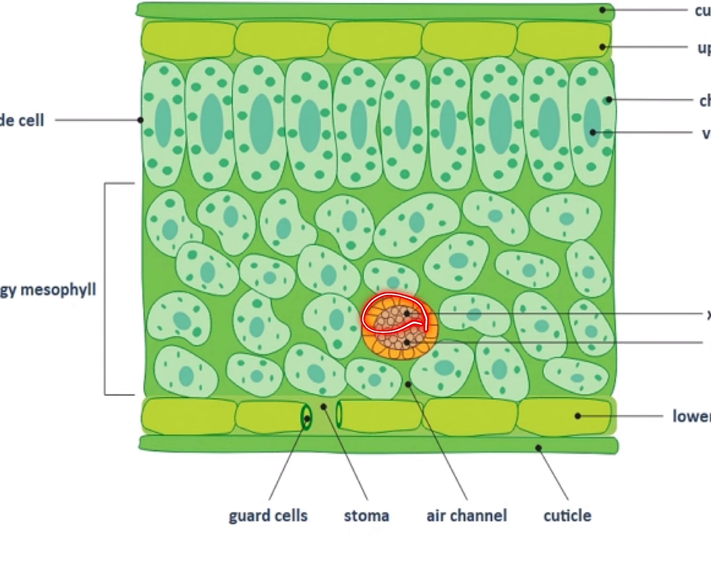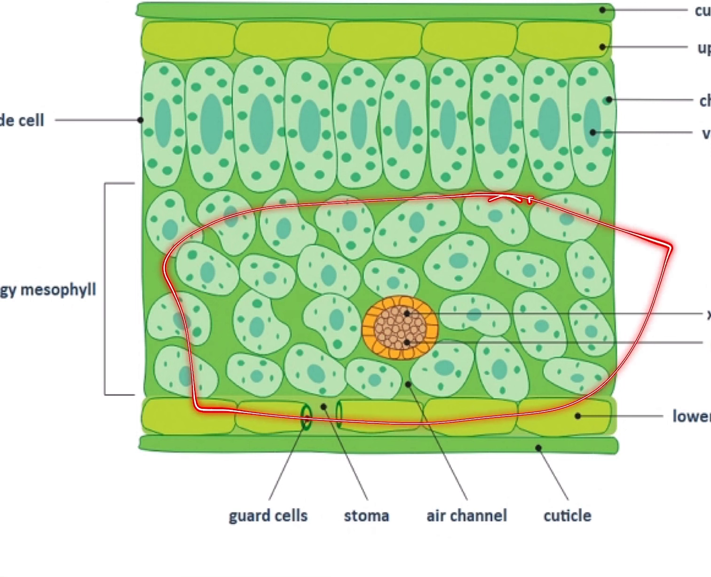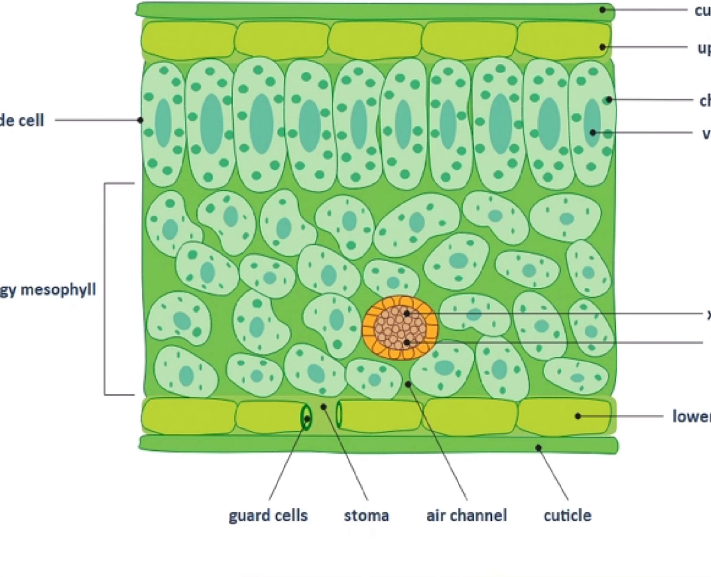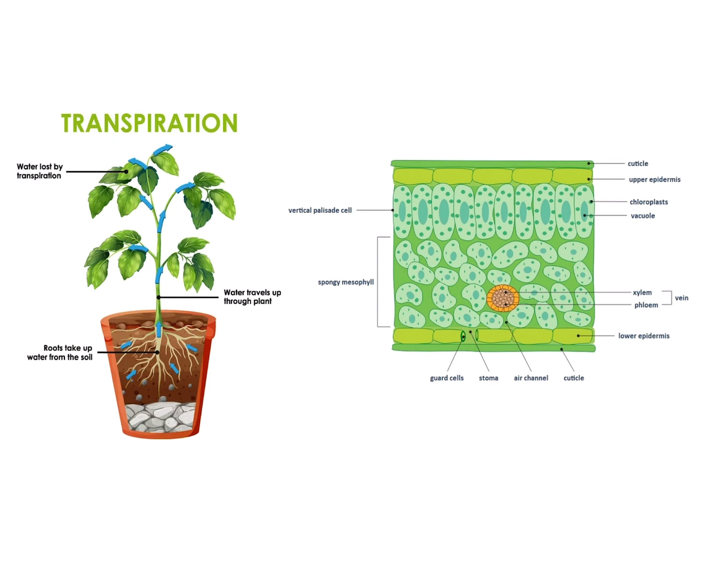As it comes up here, it gets turned into vapor due to heat, and then the vapor goes into the air spaces within the spongy mesophyll, and because it's a lot more concentrated in here than it is out here, the water will move through the stoma out into the air, and so the plant loses water. That's essentially the process of transpiration, so now I'll just be briefly explaining how water loss is regulated.